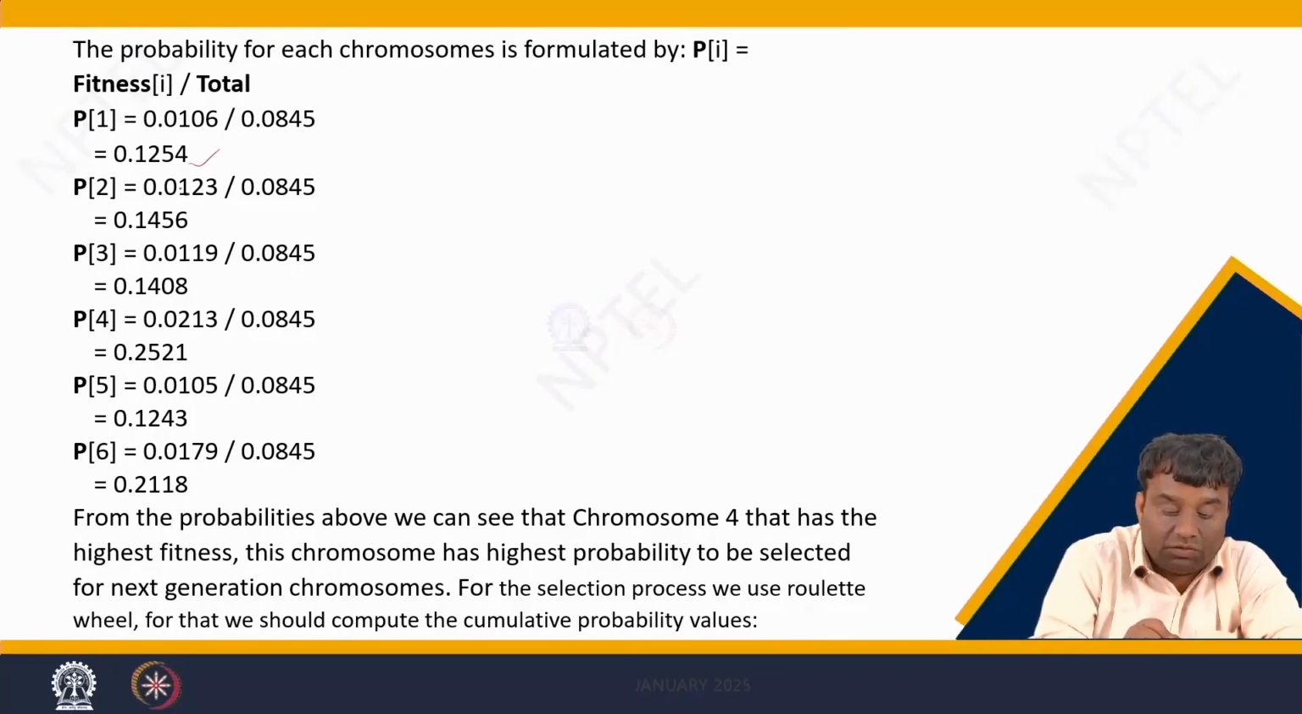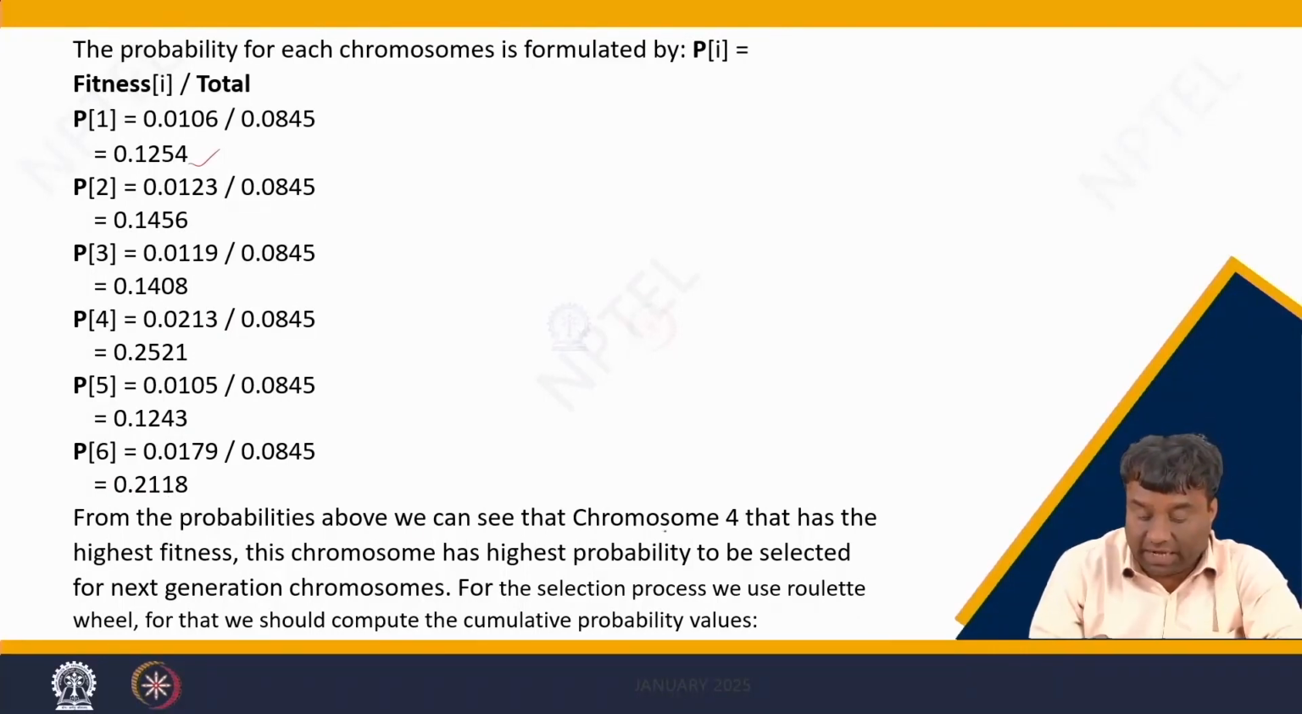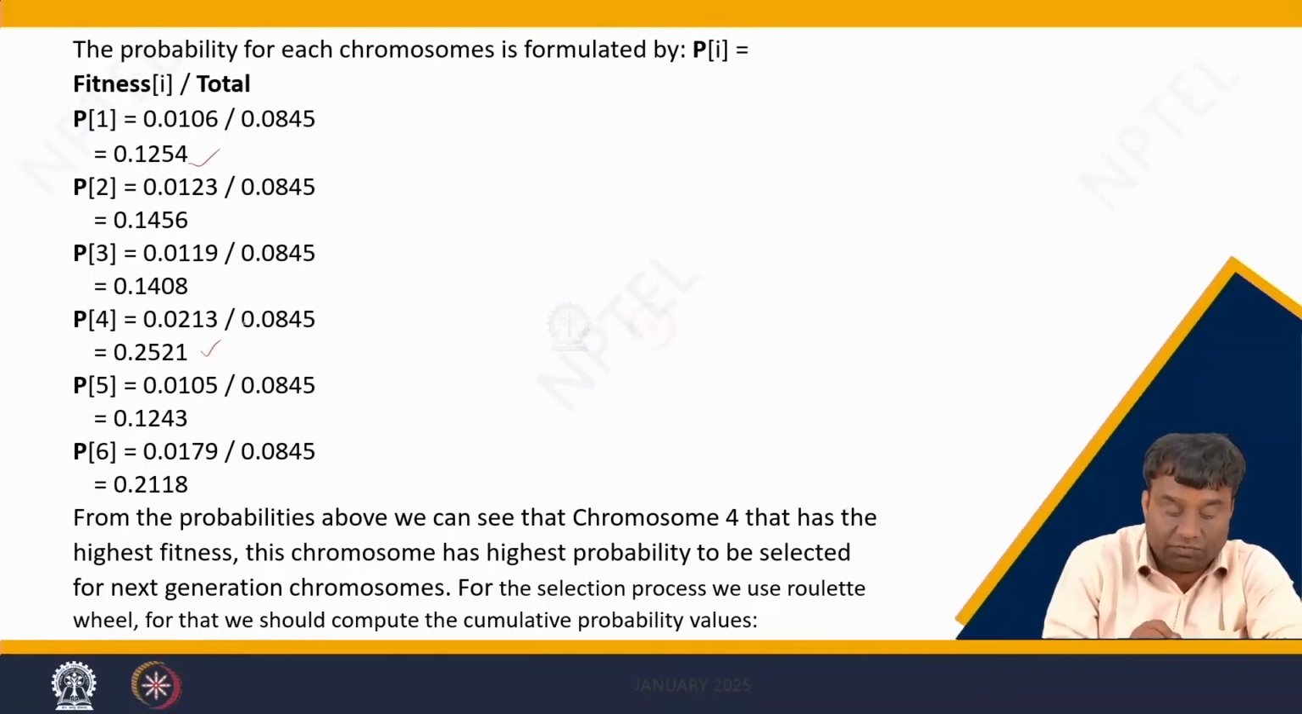P2 is equal to fitness by total, which is 0.1456. P3 probability is 0.1408. P4 is 0.2521. P5 is 0.1243. P6 is 0.2118. From the probabilities, we can see that chromosome 4 has the highest fitness probability, which is 0.2521. This chromosome has the highest probability to be selected for the next generation.